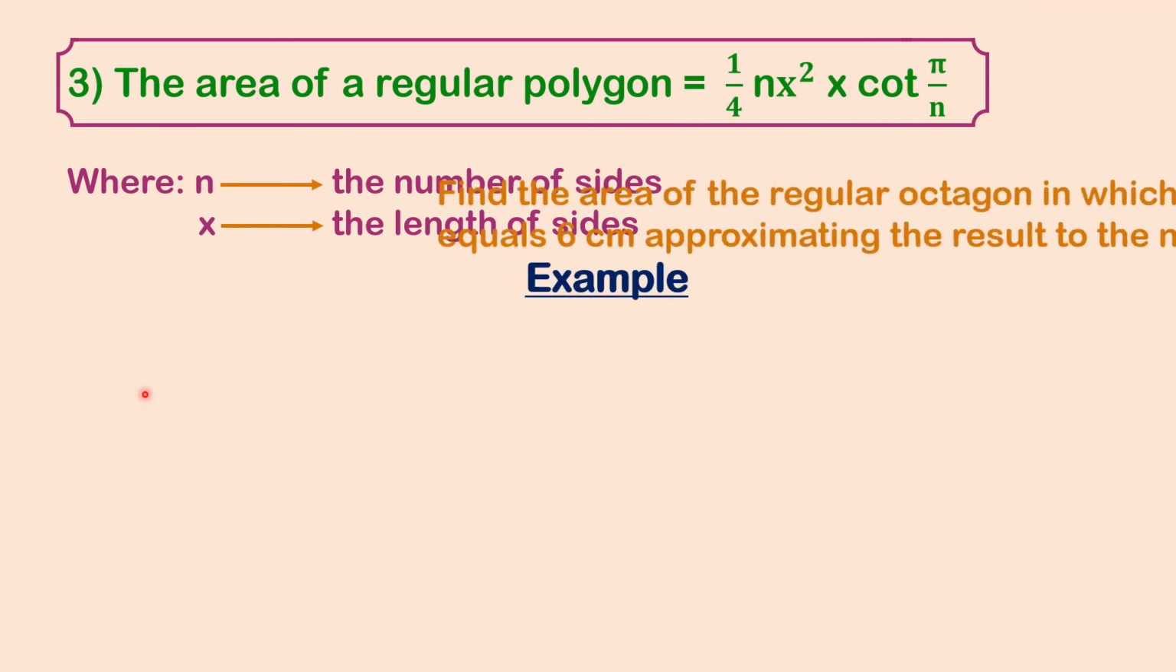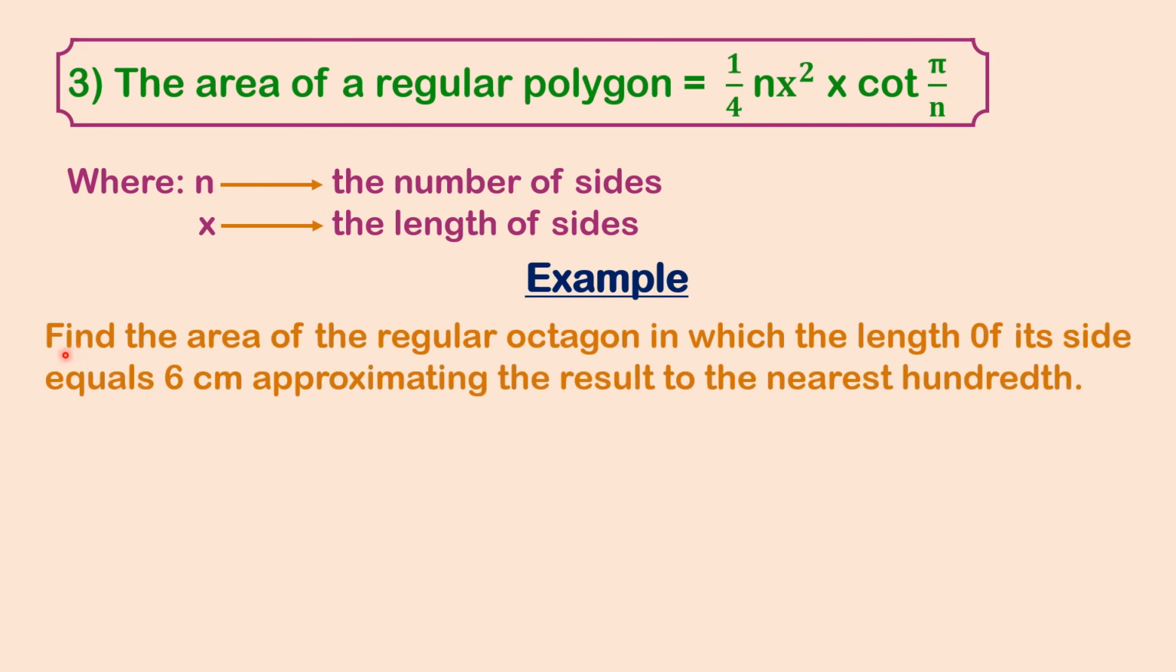For example, find the area of a regular octagon, in which the length of its side equals 6 centimeters, approximating the result to the nearest hundredth. Octagon is the polygon formed of 8 sides.